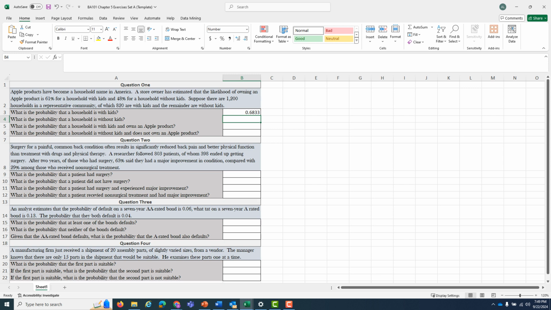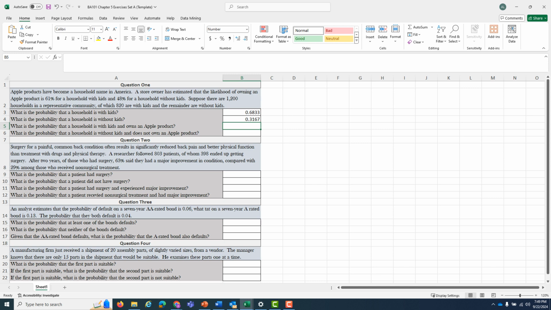What about the houses that don't have kids? Well, this has to be a complementary probability. Like those two have to be mutually exhaustive. You either have kids or you don't have kids, which means I can figure that out by just hitting 1 minus the probability that a household has kids. And it makes sense. If 68.33% of households have kids, the other 31.67% will not.